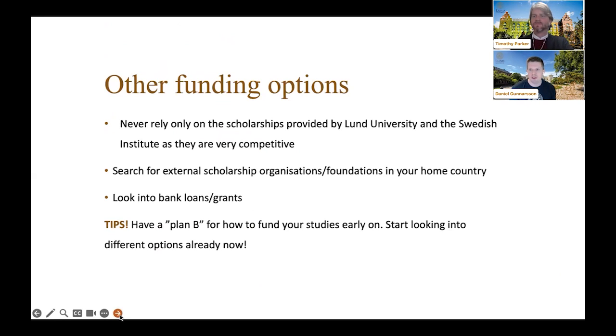So what you need to do is also search for other scholarship organizations, and you should start this process early on. You should search for external scholarships and organizations. There are probably foundations in your home country that might be able to help you. In some countries, you can even apply for a student loan from a bank or from some other sort of lending institution, and that's perfectly fine as well.